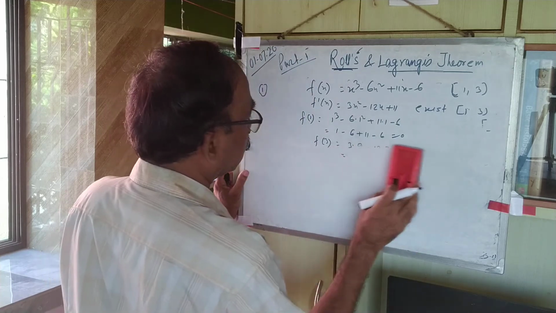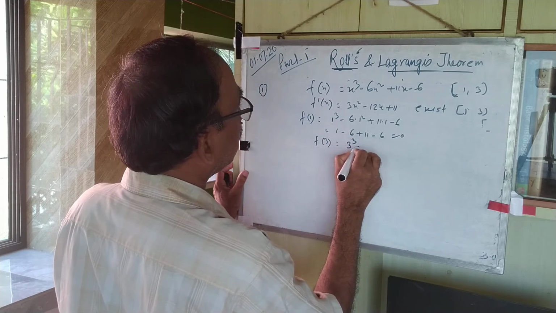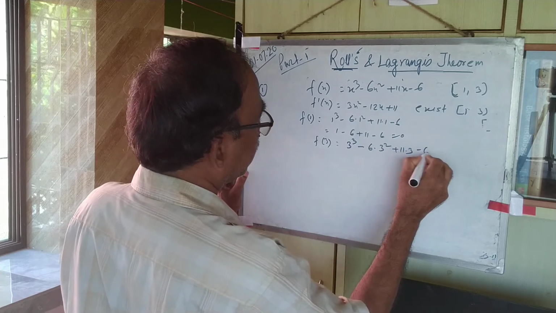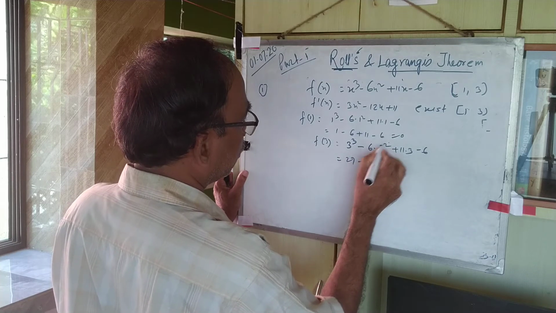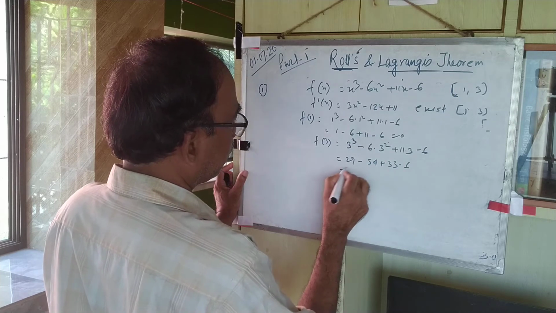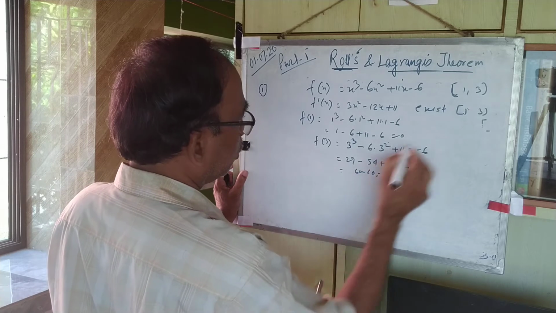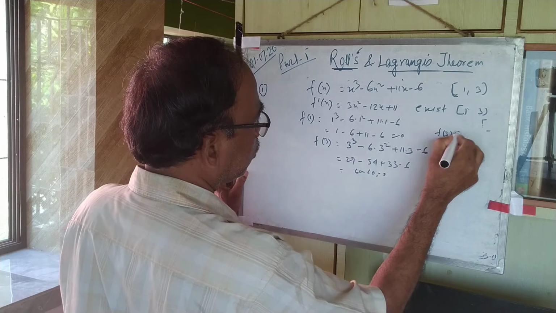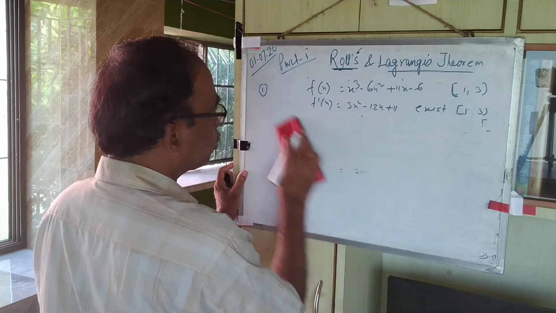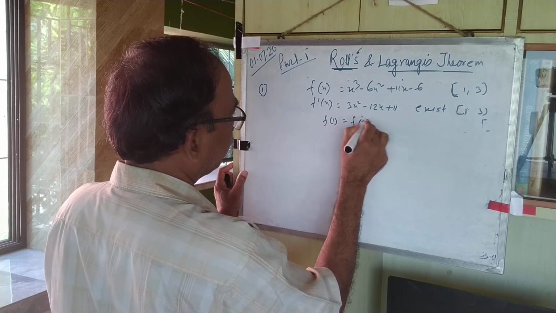f(3) is 3 to the power 3 minus 6 into 3 square plus 11 into 3 minus 6, that is 27 minus 54 plus 33 minus 6, that is 60 minus 60, that is 0. So f(3) equals 0, f(1) equals 0. That is f(1) equals f(3) equals 0.